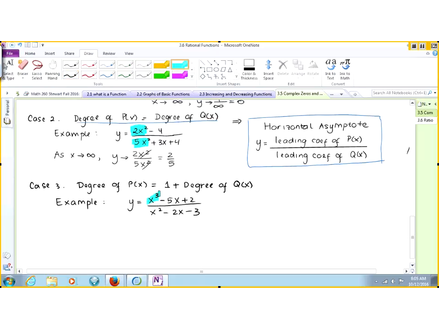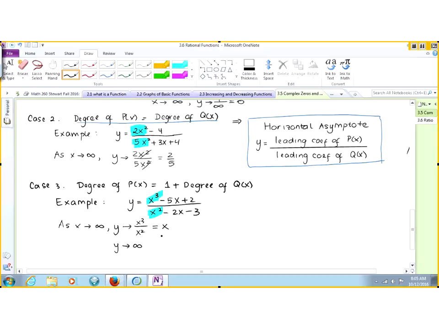So again here, which ones matter? The x cubed and x squared. But then what do you do when you divide x cubed by x squared? You have x. So as x goes to infinity, y is approaching x cubed divided by x squared, which is x. Now, when I substitute infinity, then y goes to infinity.